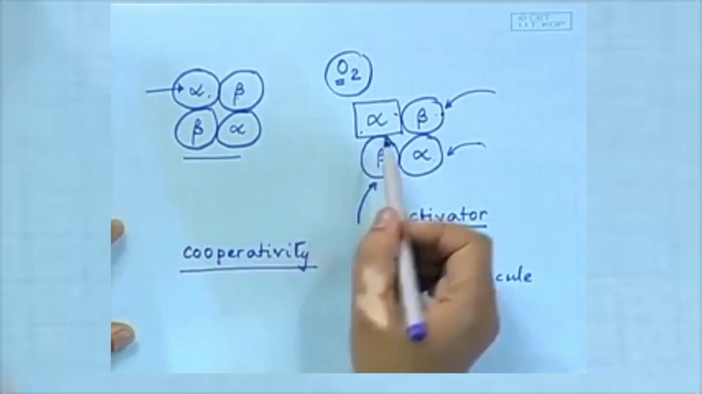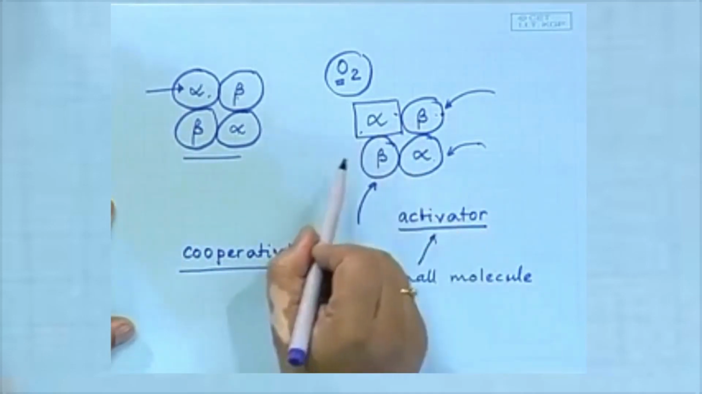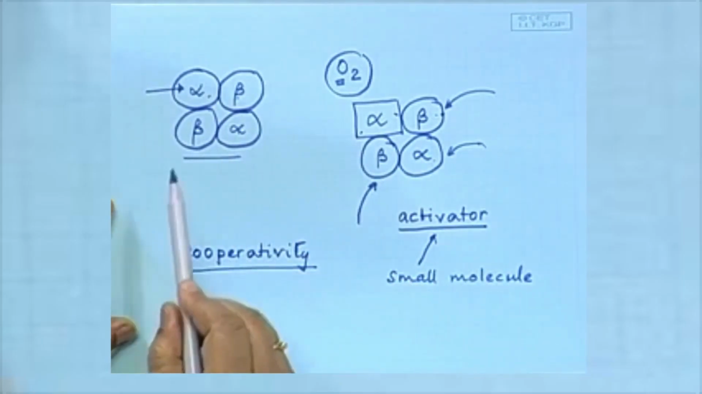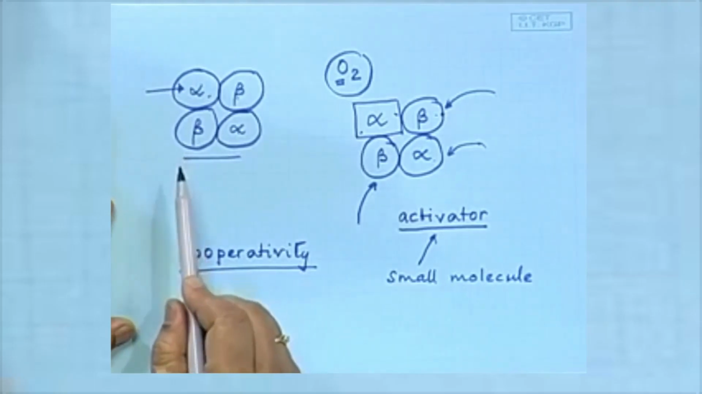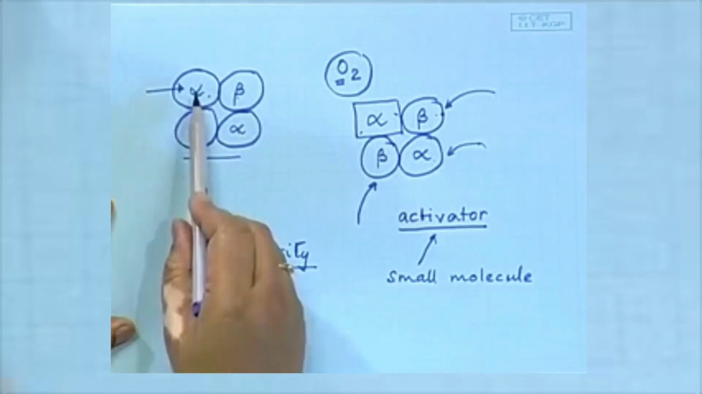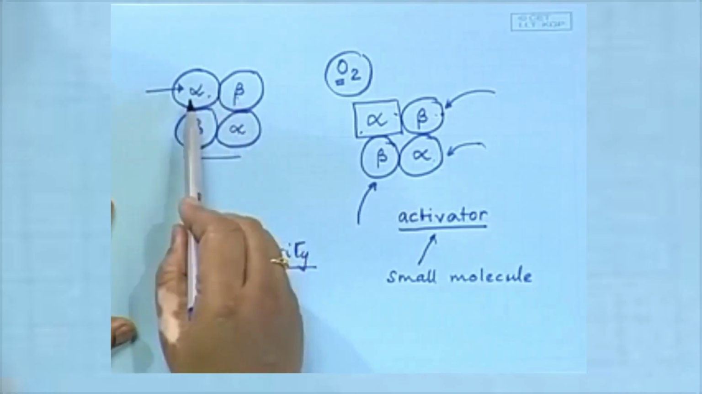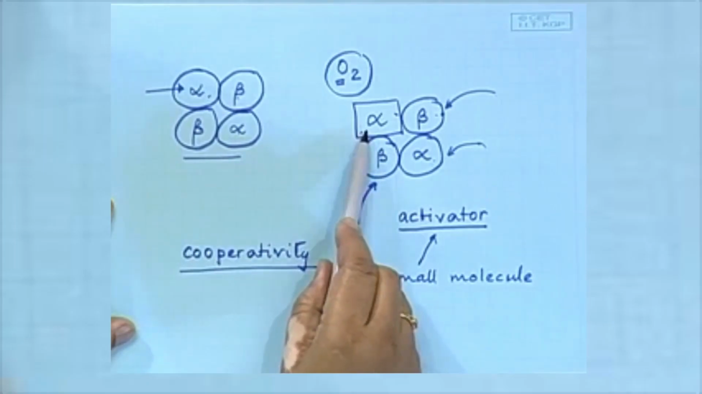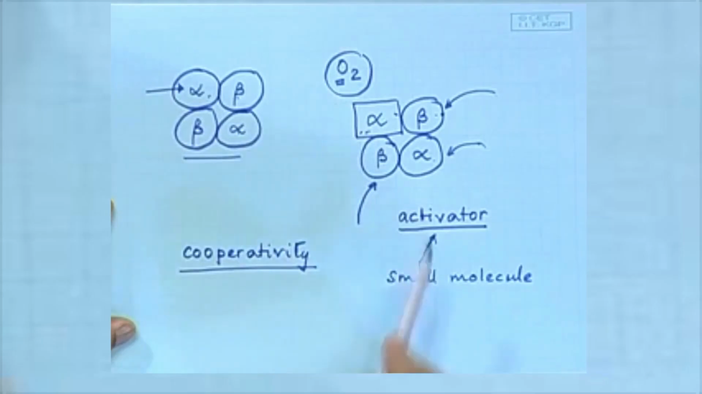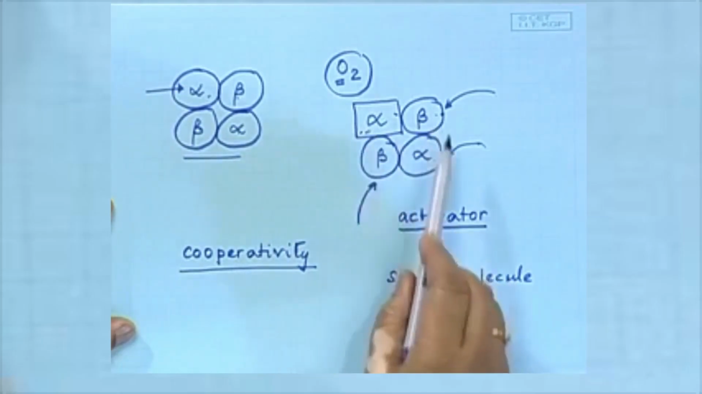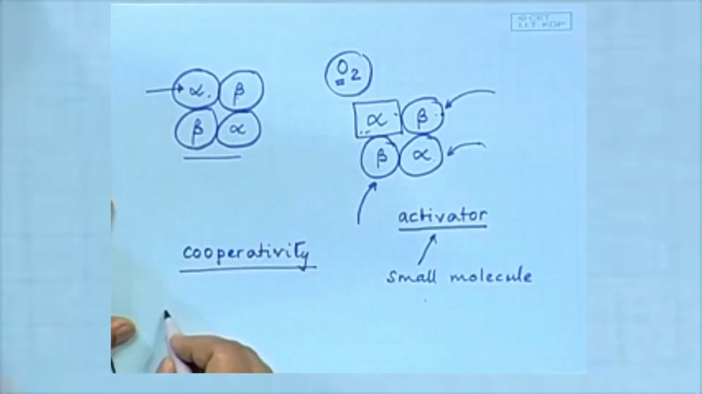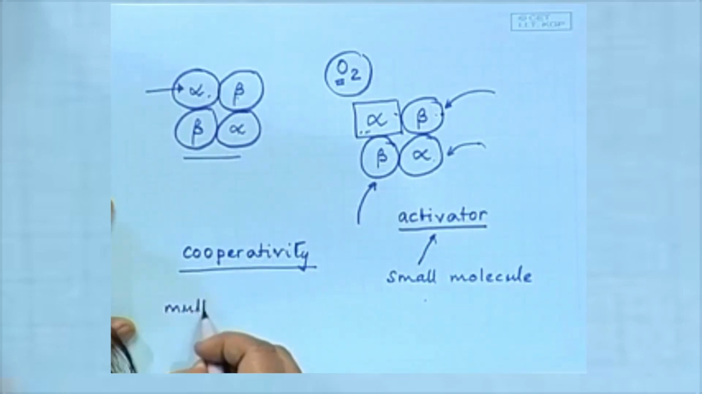There are many enzymes or many proteins that show cooperativity, and the ones that show cooperativity are usually multi-subunit proteins. What does that mean? Because you have these subunits together, if you have one of them activated or bound to the small molecule, then it activates the binding of the other subunits to the small ligand as well. So these are usually multi-subunit proteins.